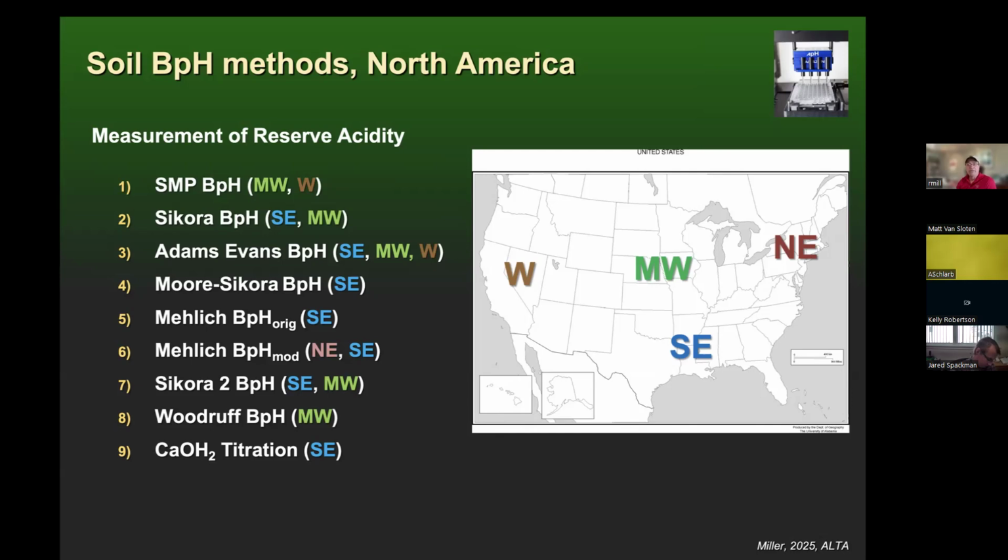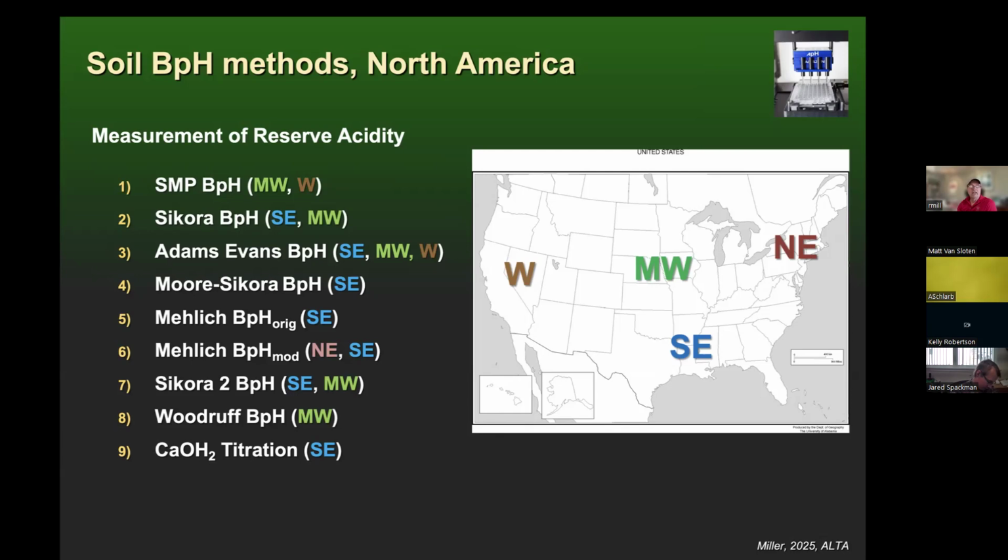The Mehlich buffer pH, the original, was developed in North Carolina. And you'll see here, one of these methods have undergone modifications in time. So for example, the Moore Socorro buffer pH is a modification of the Adams-Evans. It removes hazardous reagents. The same thing with the modified Mehlich pH. And then Frank Sikora, he came up with a method back at about 2003 to remove the hazardous reagents from the SMP. So basically, the Sikora is a mimic of the SMP buffer pH. It has all the basic characteristics, but it just uses different reagents to get there.